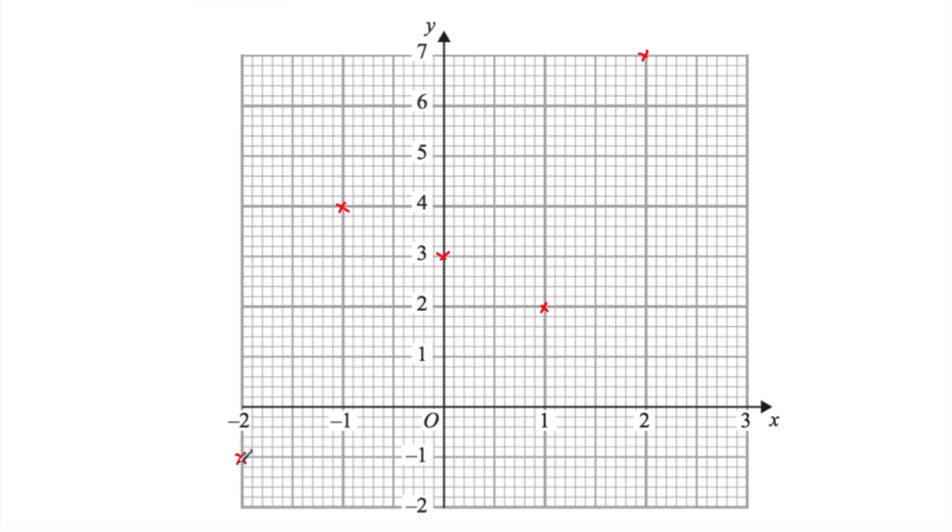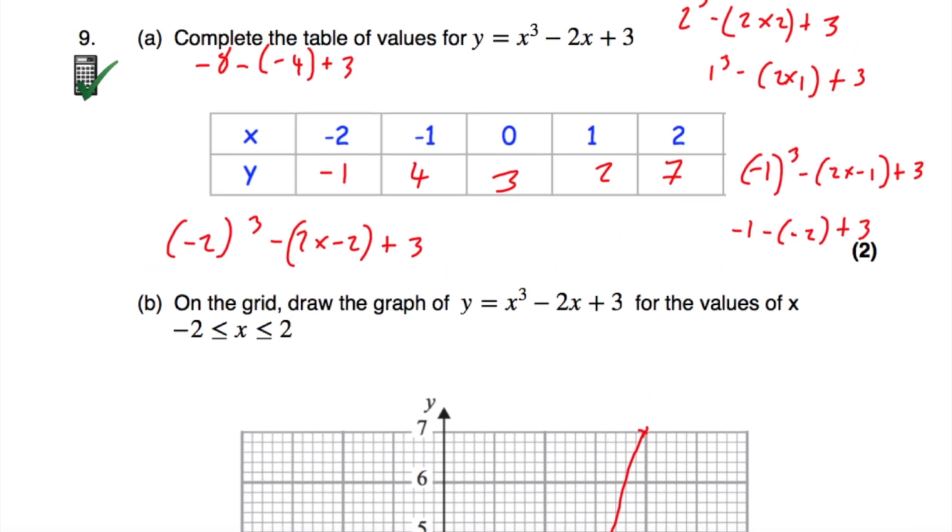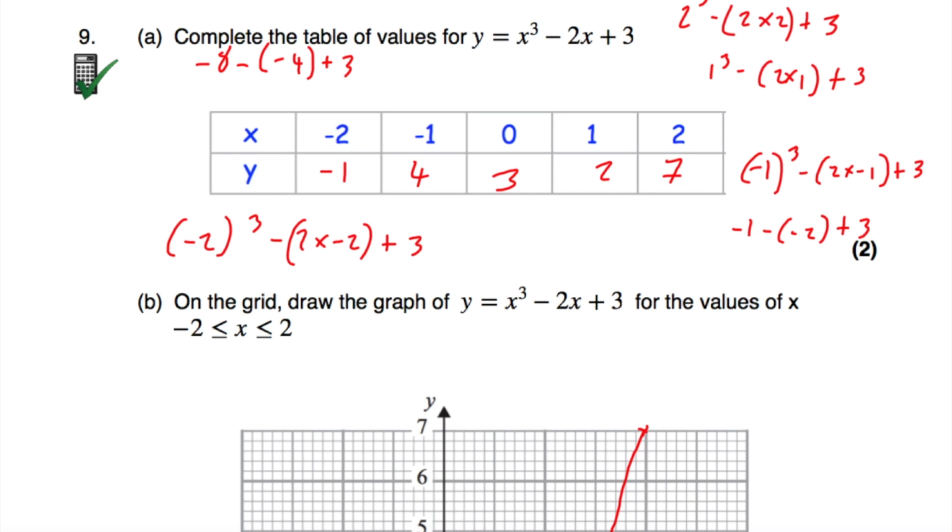So it's going to come up, up again. And that's my curve. That's the best I can do here on the computer. I'll probably do this a little bit more curvy if I've done it again. But yeah, and that's it. So that's the graph of y equals x cubed minus 2x plus 3. Okay, let's look at our next question, question number 10.